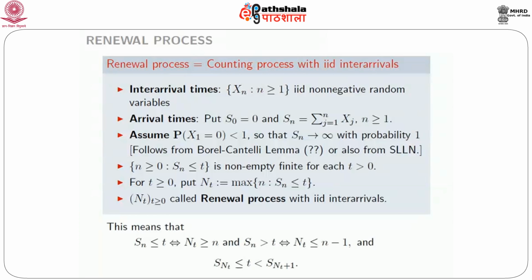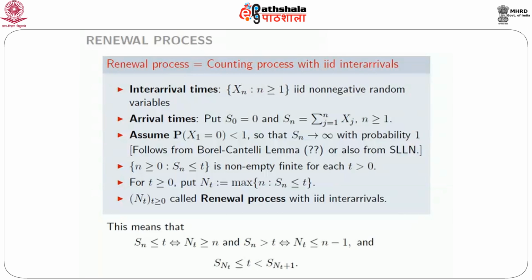Or you can also argue it from the SLLN, the strong law of large numbers. Anyway, since Sn goes to infinity with probability 1, remember that was one of the basic assumptions in the general counting process. Now here it's a consequence of our assumption that the x's are not degenerate at 0. So as a consequence, the set of n's greater than or equal to 0 such that Sn is less than or equal to t, for any fixed positive t, is a non-empty finite set.